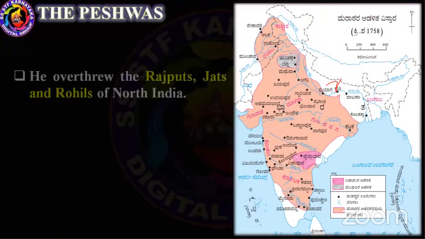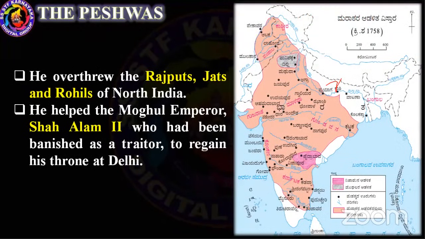Last slide over. He overthrew the Rajputs, Jats and Rohillas of North India. They succeeded in defeating the Rajputs, the Jats, and the Rohillas also in North India.